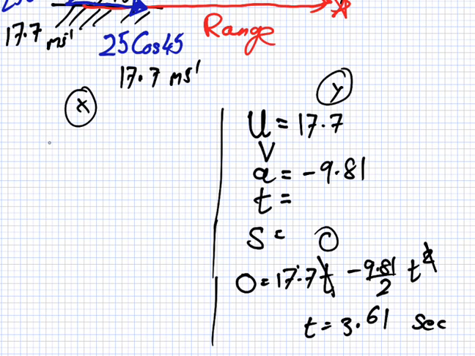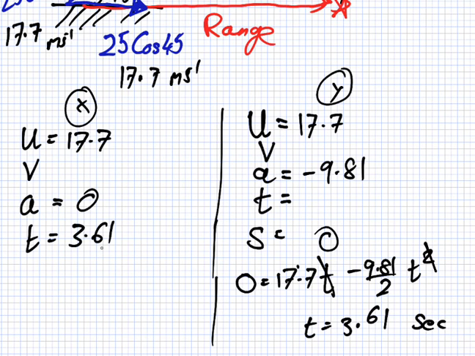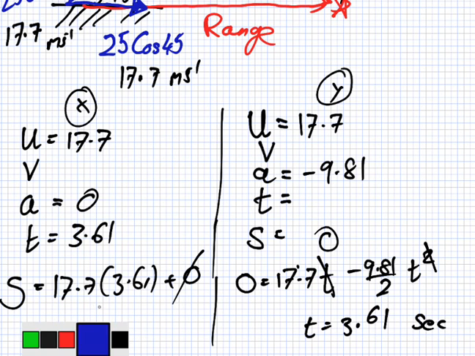Okay, now I can get the range. So what's the u? 17.7. What's the v? Don't know. What's the a? 0. What's the t? 3.61. And the s is what I want, which is ut plus a half at squared, so there's no a. And this is my answer: 63.9 meters. That's the range.